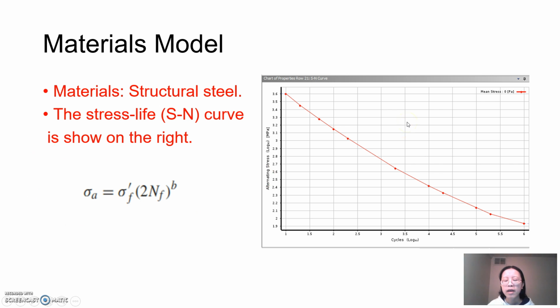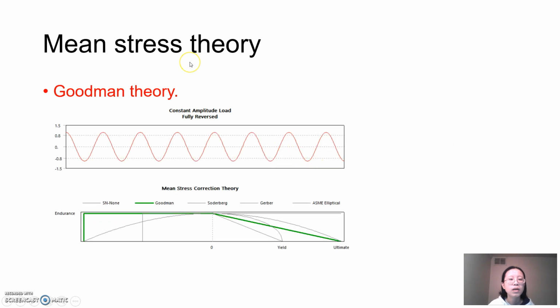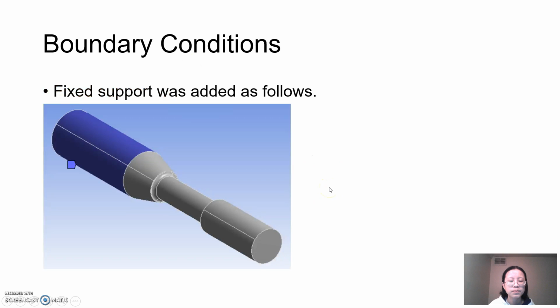In this curve, if the point is above the curve, this means that this structure is not safe. If the point is under this curve, it means this structure is in a safe condition. This project used Goodman theory to calculate the safety factor.